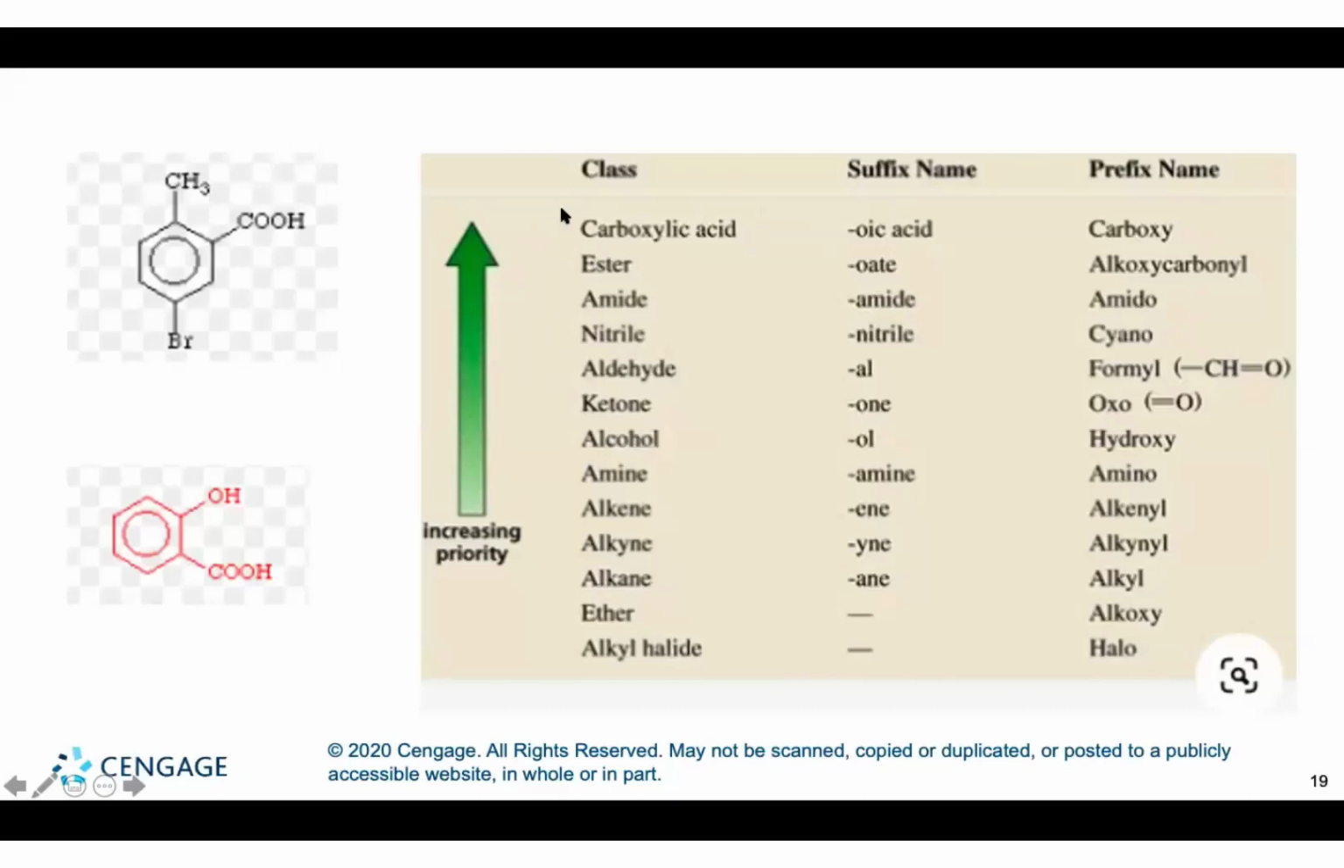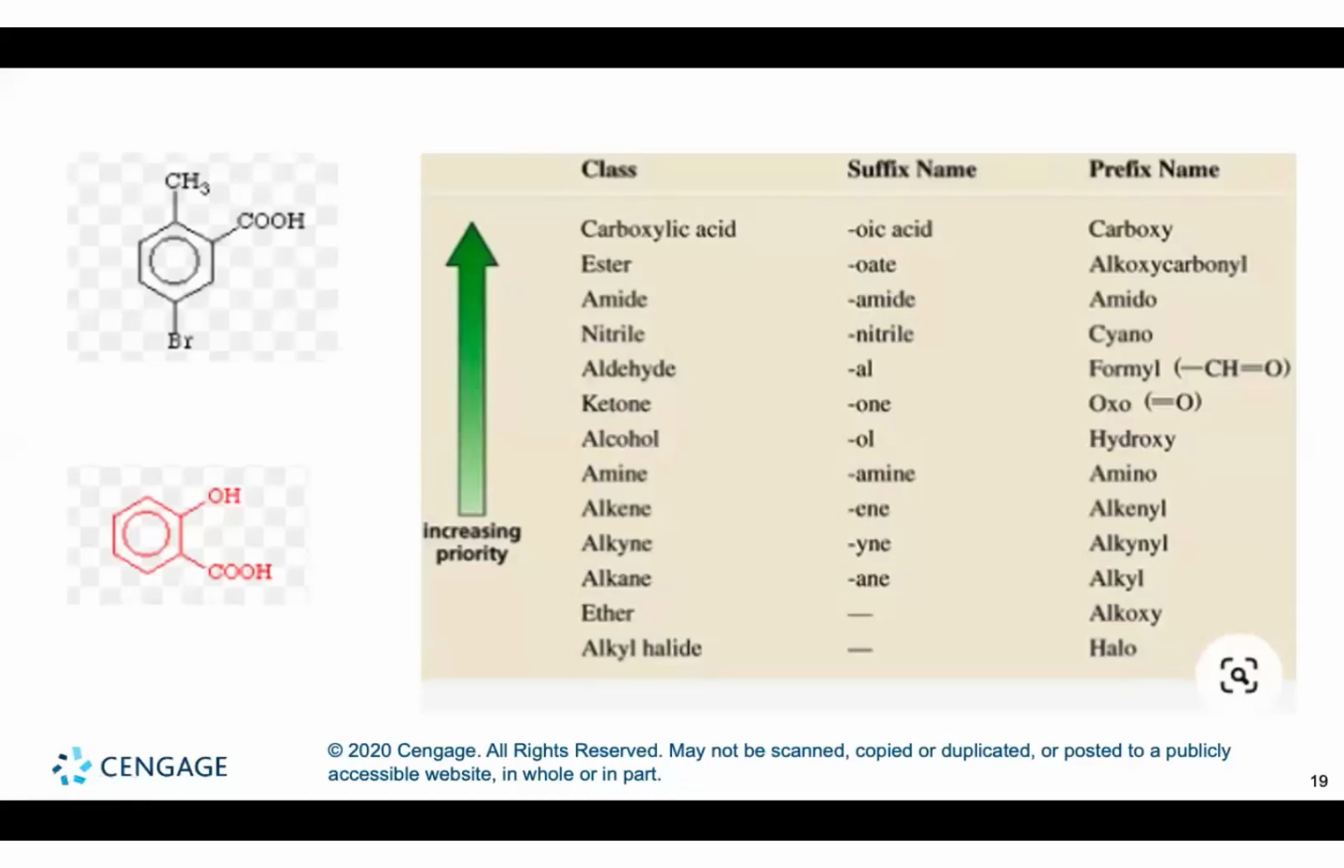So whenever you have carboxylic acid or COOH group on the ring, you should make sure that your parent name will be based on the carboxylic acid, which here, because the COOH is attached to the benzene, we call it benzoic acid. So it's gonna get suffix name oic acid.